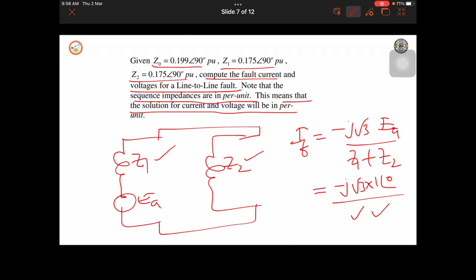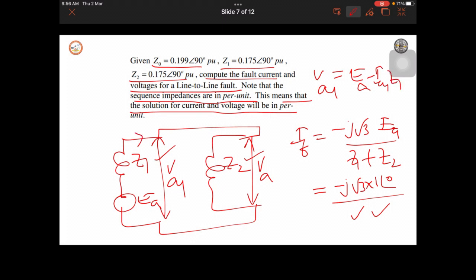And the voltages for the line to line fault, voltages VB and VC. For VB you see here, you can find VA1 and here VA2. By knowing VA1, which is EA minus IA1 into Z1, this is IA1 and this is IA2. By knowing the sequence currents and sequence impedances, you can find the sequence voltages.